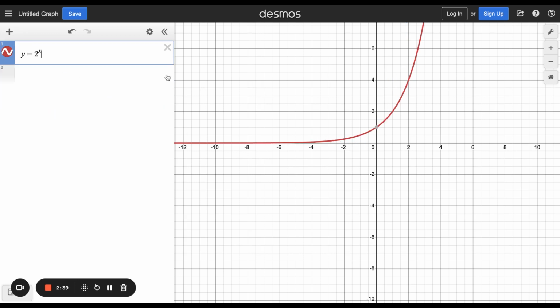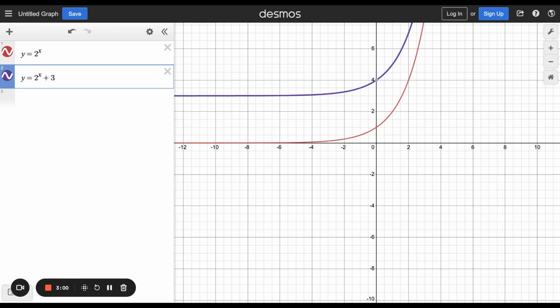So now I'm going to introduce a new curve. We'll start with vertical shifts. All I have to do is write y equals 2 to the power of x, but I'm going to put plus 3. As you can see, the same curve has shifted by 3 units up. So your new y-intercept is now at (0, 4).